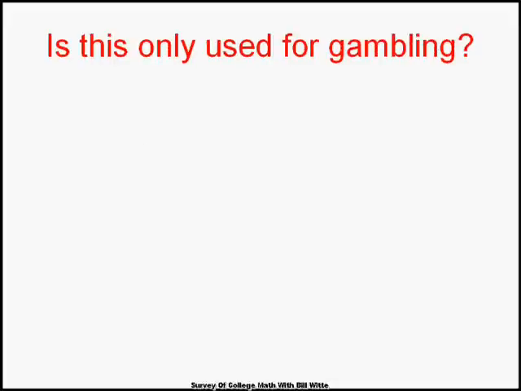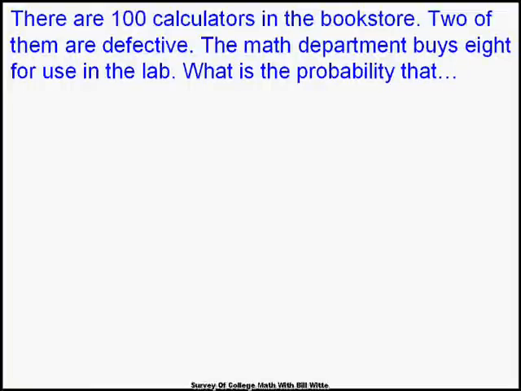Now you've got to ask, is this the only thing we use probability for, gambling? No. It's going to be used a lot in industry, especially in production. Let's look at this example. We've got 100 calculators in the bookstore. 2 of them are defective. You've seen things that are broken in various stores. The math department is going to buy 8 for use in the lab. What is the probability in this situation that all 8 are good from those 100?